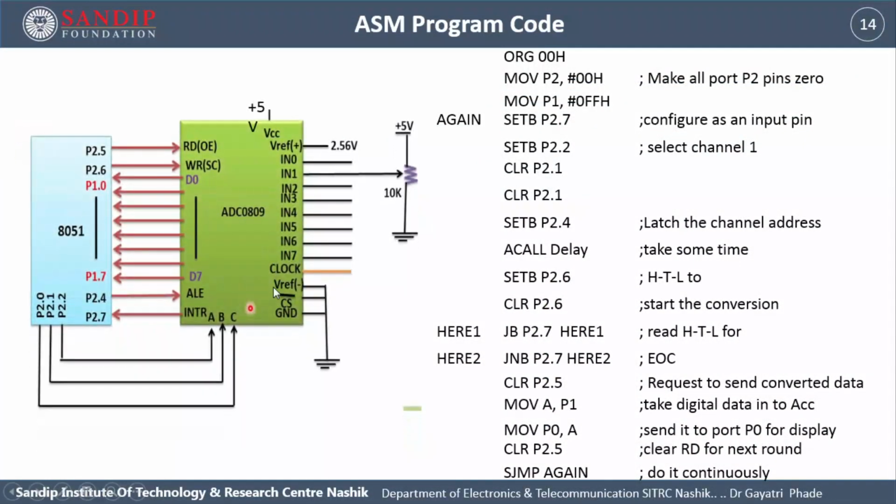Let us understand the program. Here is the actual interfacing of the ADC and 8051. Whatever hardware we have described previously is the same. Port 1 is engaged for D0 to D7 for taking the converted data from the ADC to the microcontroller. P2.5 will be given the request to enable the converted data for collection. P2.6 gives the signal for start of conversion. The channel will be selected from P2.0, P2.1 and P2.2.